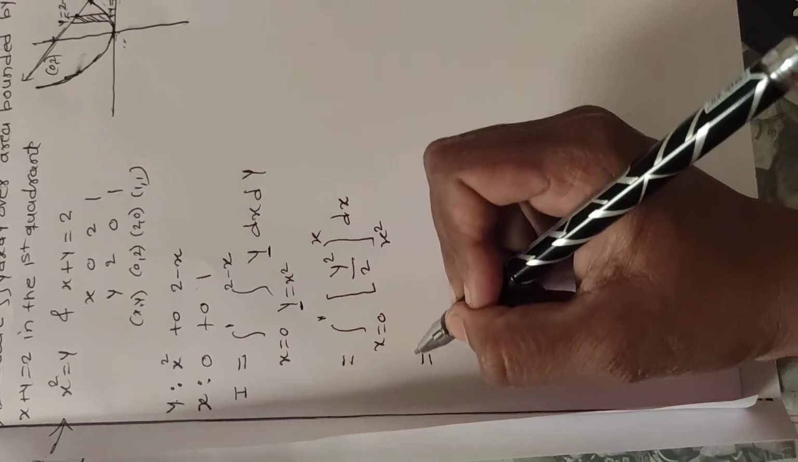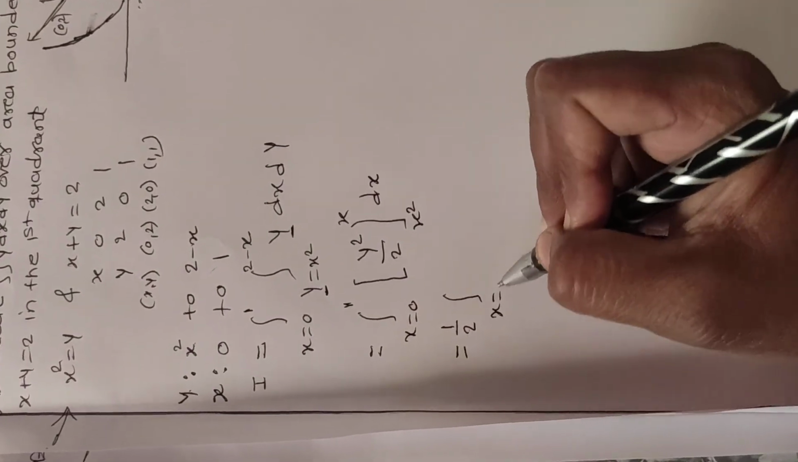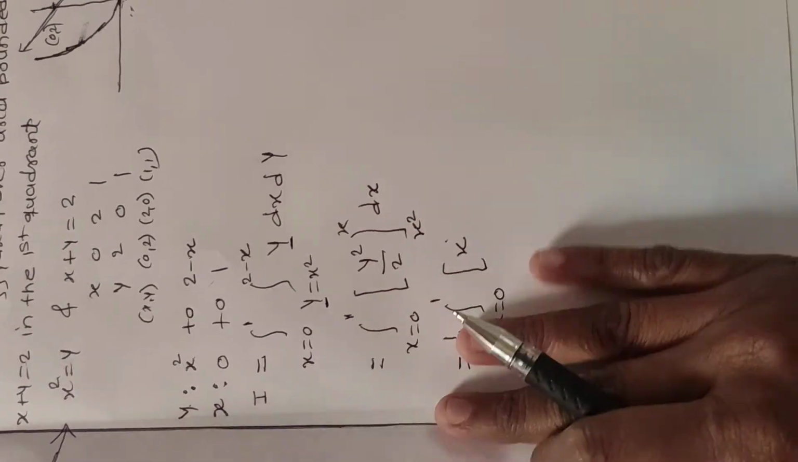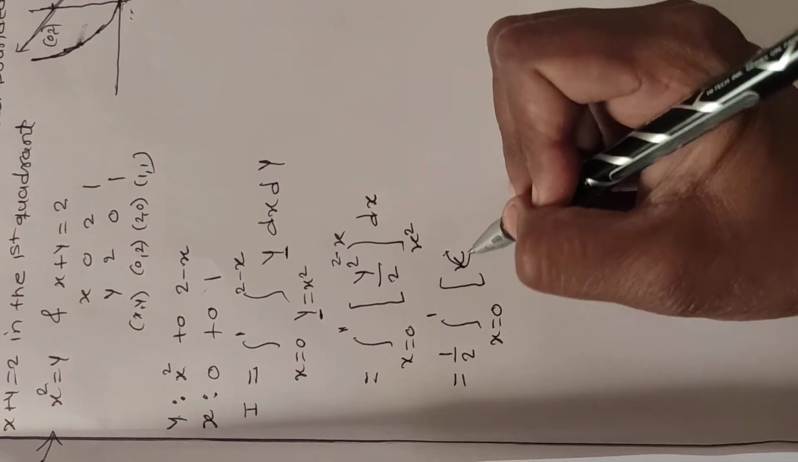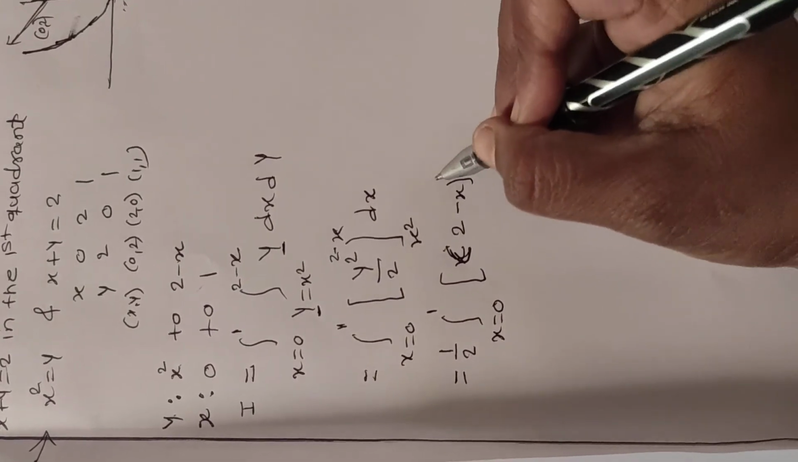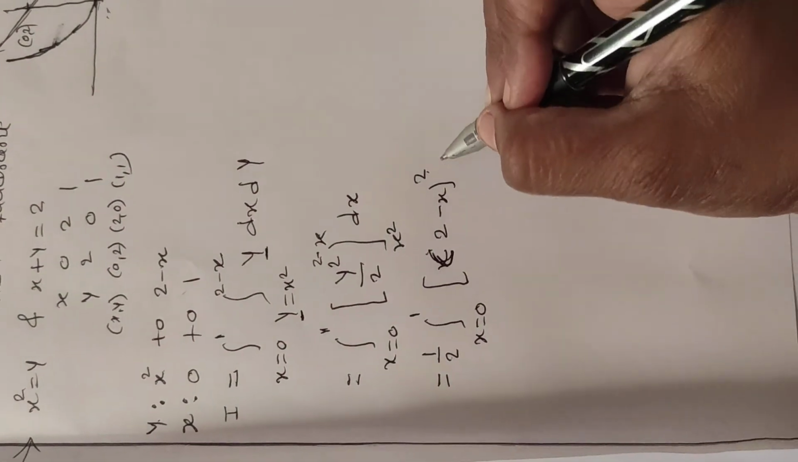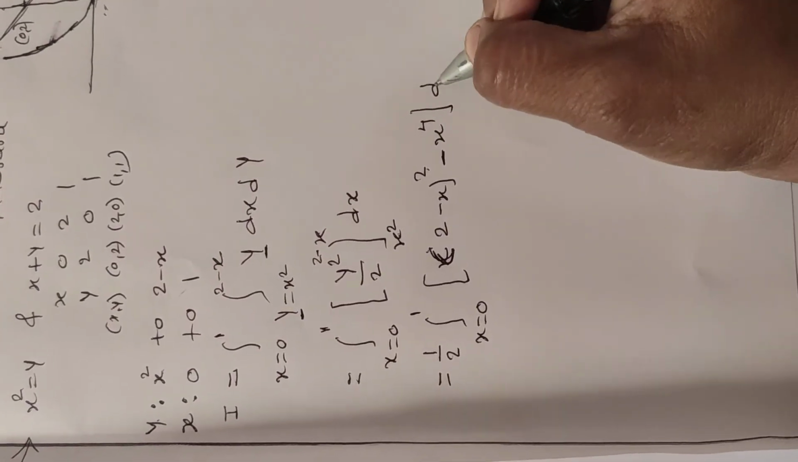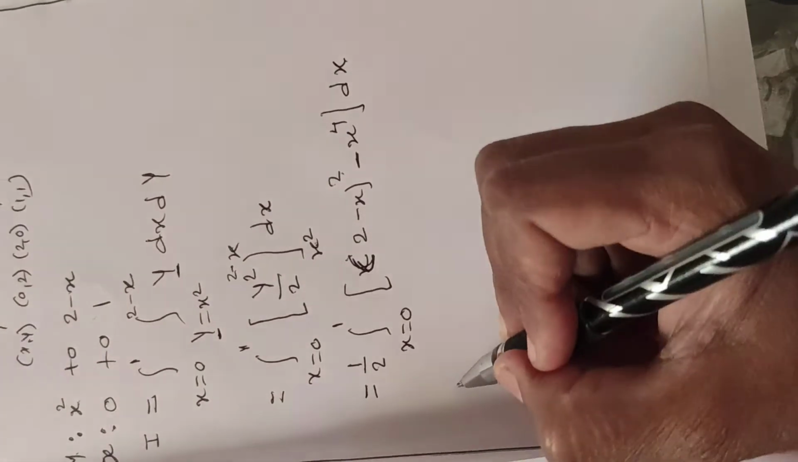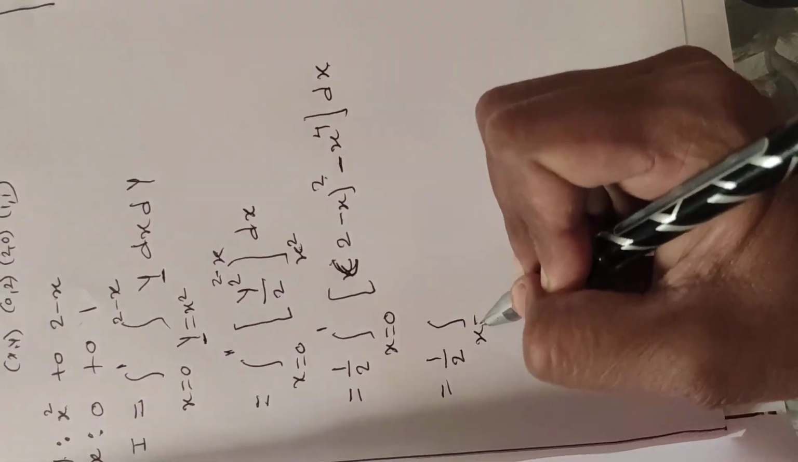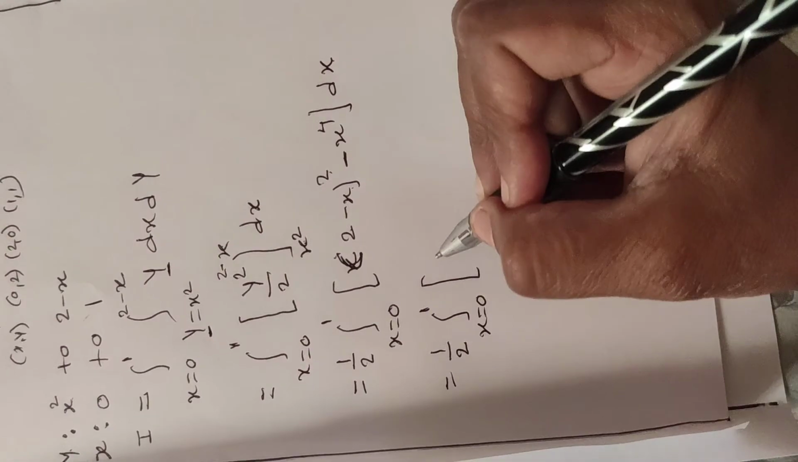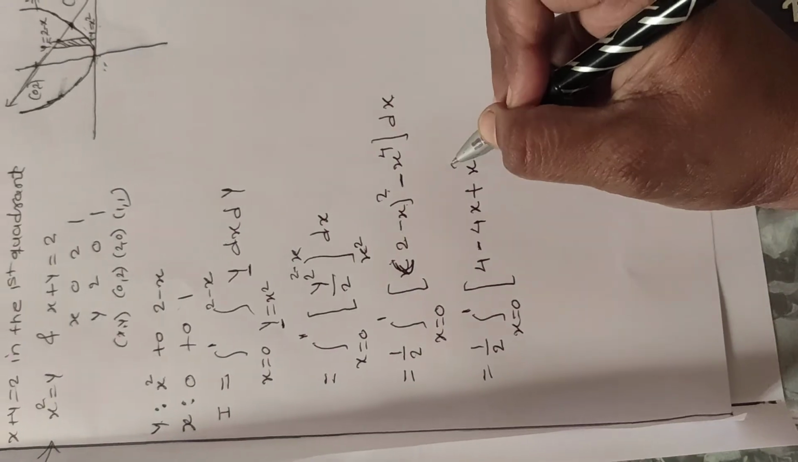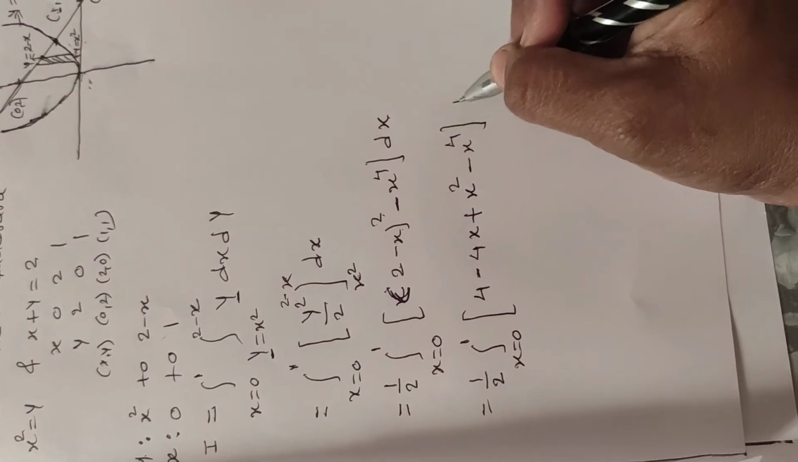So take the 1/2 outside, and what is the remaining term? x from 0 to 1. Put y equal to 2 minus x, so we write (2 minus x) whole square. And minus, put the lower limit y equal to x square, so x square square becomes x raised to 4, with respect to dx. After that we apply the result (a minus b) whole square. What is the result? First term square, minus 2ab, so 4x, plus b square, that means x square, and minus x raised to 4 with respect to dx.